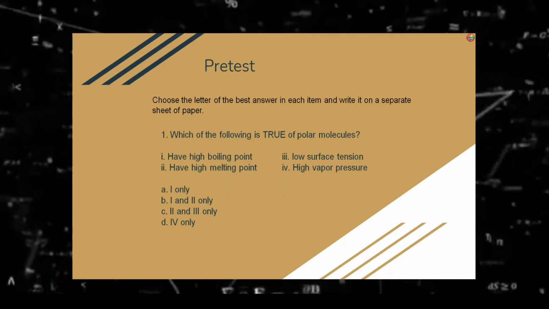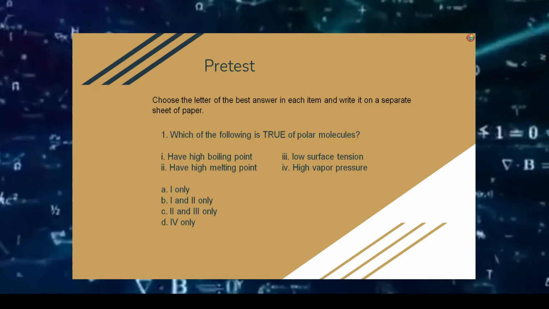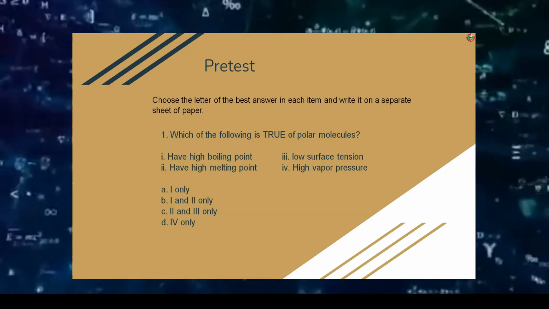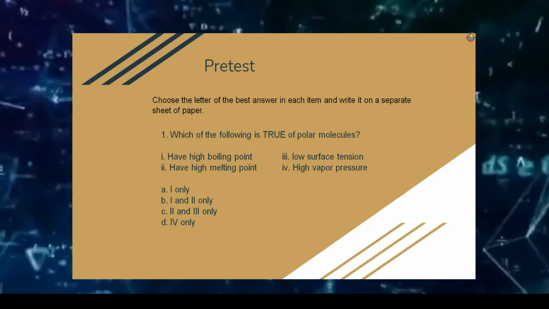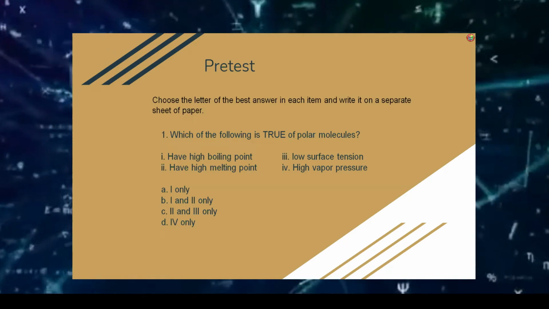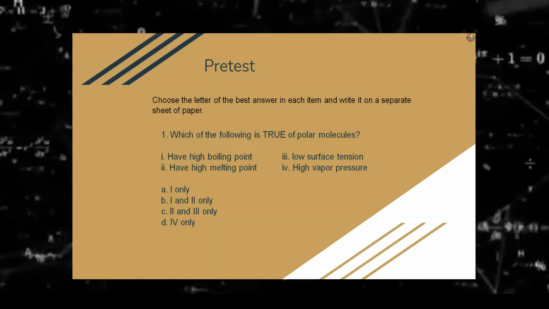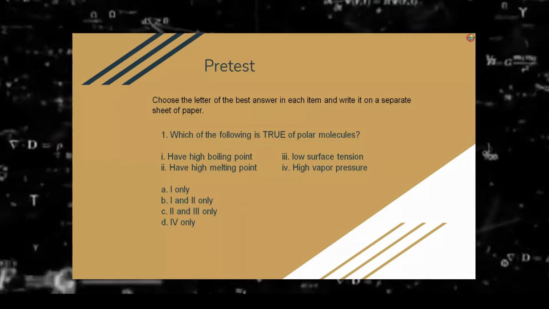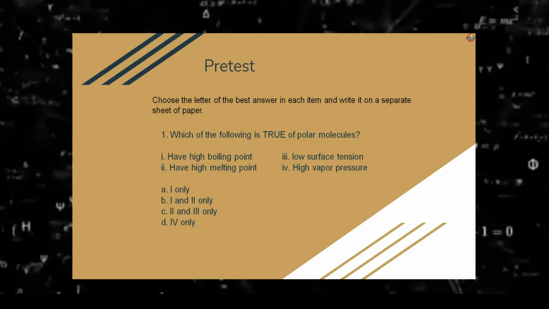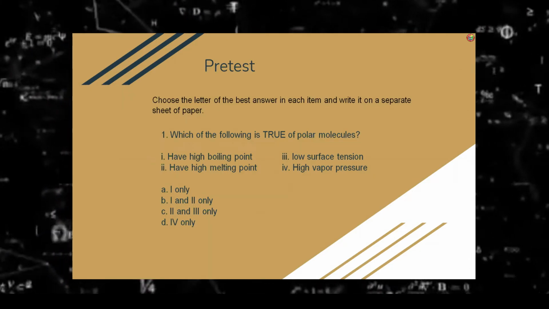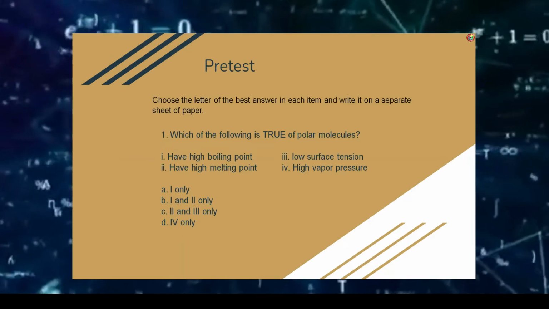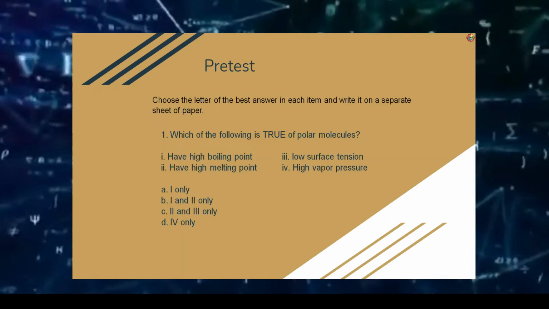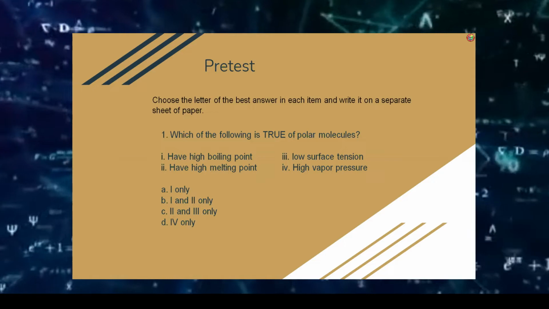Number one, which of the following is true of polar molecules? A. 1. Have high boiling point. 2. Have high melting point. 3. Low surface tension. 4. High vapor pressure. A. 1 only. B. 1 and 2 only. C. 2 and 3 only. D. 4 only. The answer is letter C.